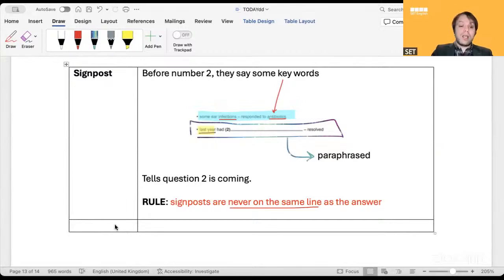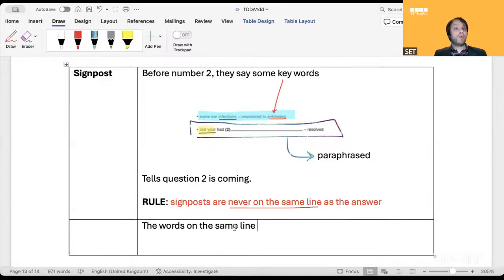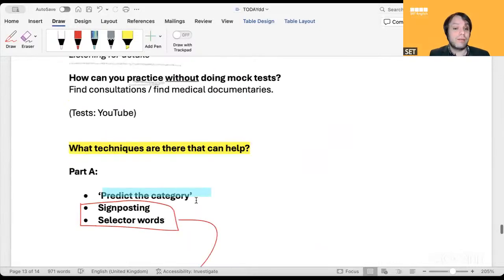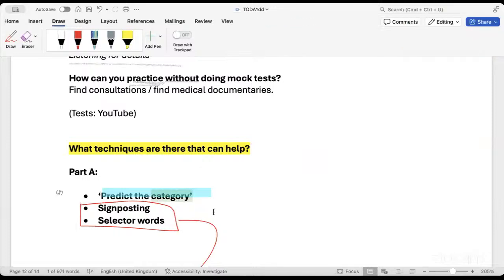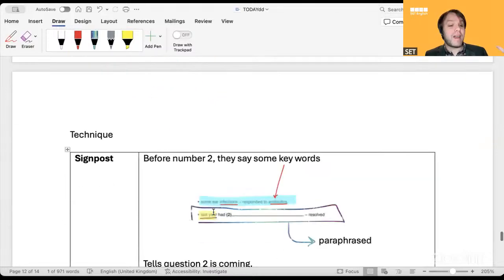So look, guys, the words on the same line are very important, of course. But why are they important, Carmen? They might help you to predict what the answer might be. They help us with what we call the category. But we're not going to focus on that today. They help us with predicting the type of answer.